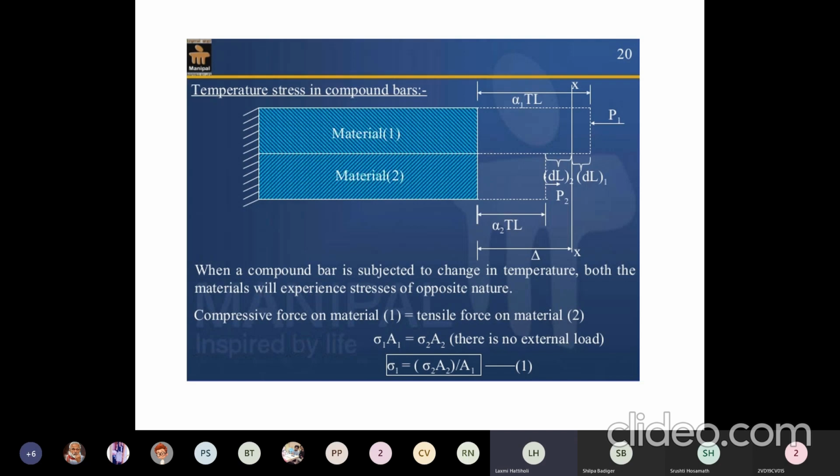Now with this, I'll write the equations. Have you understood this diagram? Shall I concentrate on the equations now? Yes, ma'am.